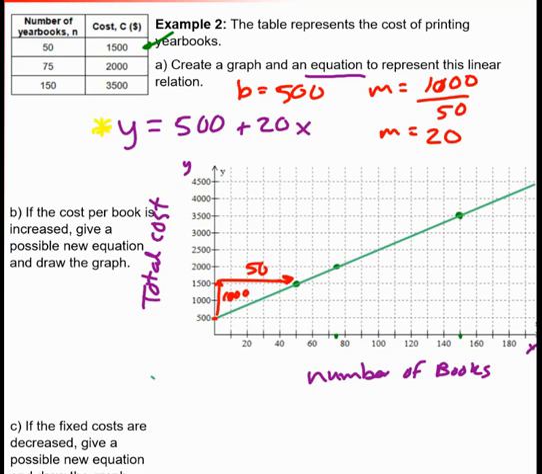So now we go to B, and we're changing one or the other thing. If the cost per book is increased, give a possible new equation and draw the graph. What do you want to say? Let's not go crazy here. Let's just say we make it a $25 book. How's that going to change? Well, now y will be the same. We still are paying 500 to start the book, and we have 25x.